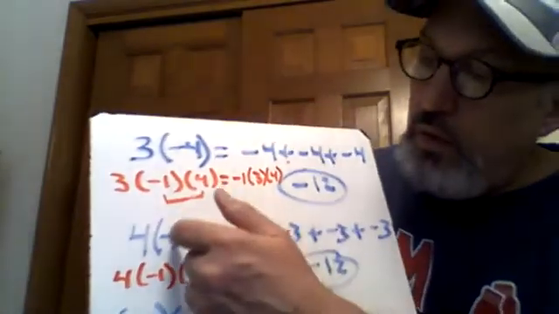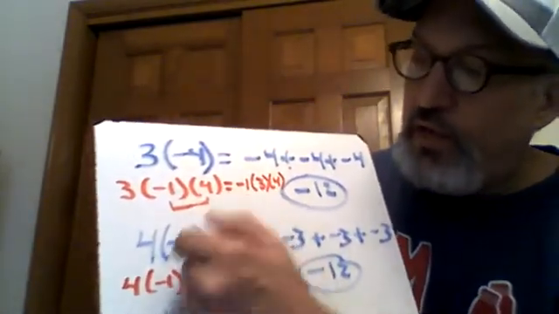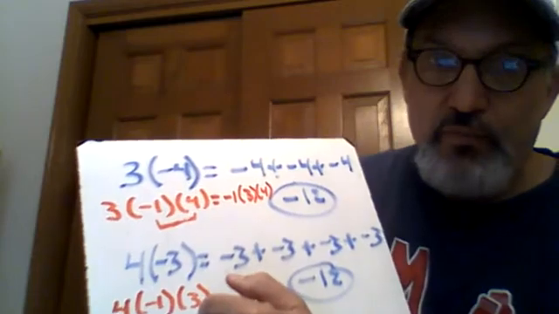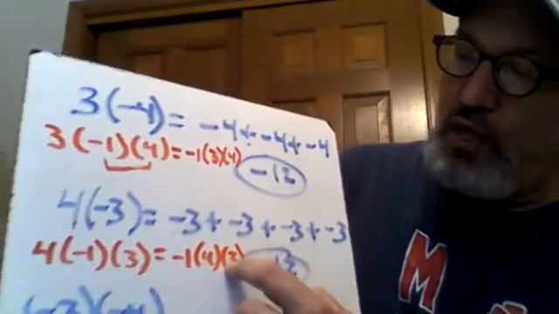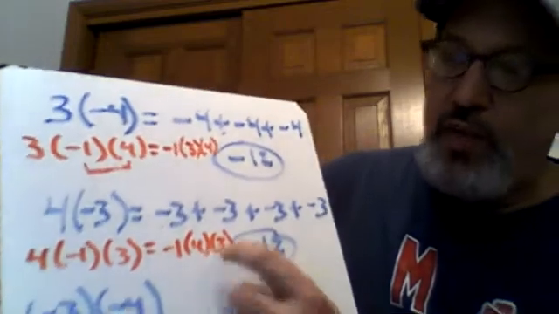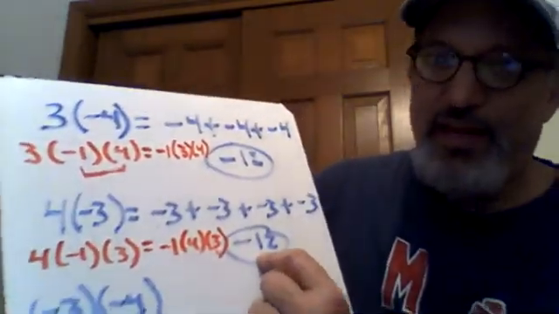We could do a similar thing here with 4 times negative 3. Think of it as 4 times negative 1 times 3. We are now allowed to write, instead of negative 3, negative 1 times 3. We proved that that's true. And rearrange these, and it works out the same as before. Negative 1 times 4 times 3. 4 times 3 is 12, and negative 1 times 12 is the opposite of 12, negative 12.